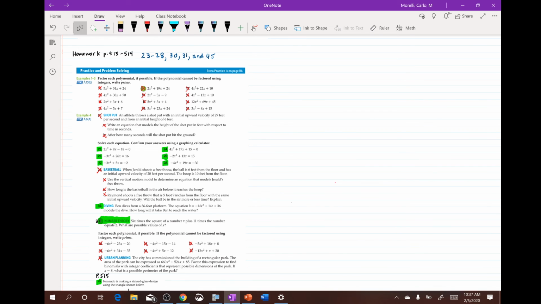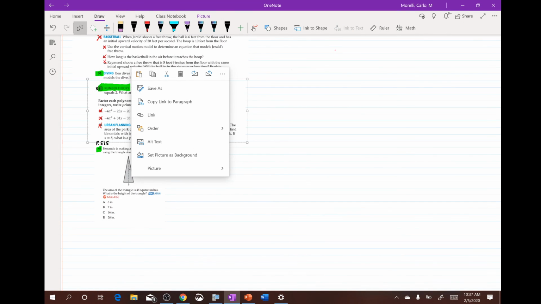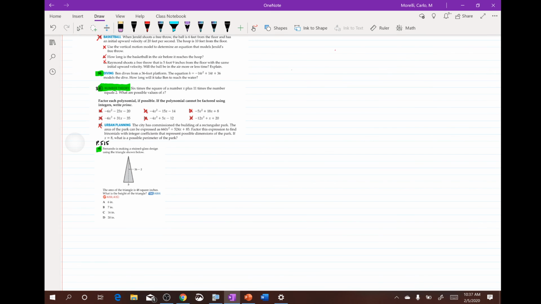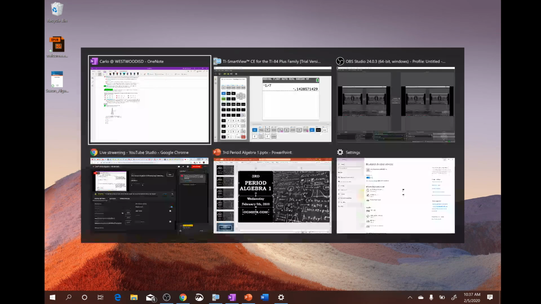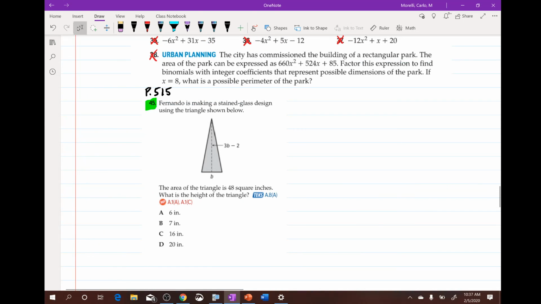Yes. Number 45. Yes, it says number 45. I'm trying to zoom in on it. There. Did you want to take a picture of it? Page 515.